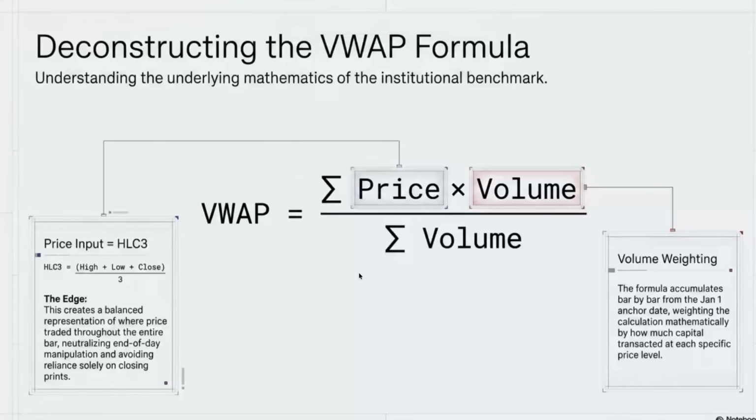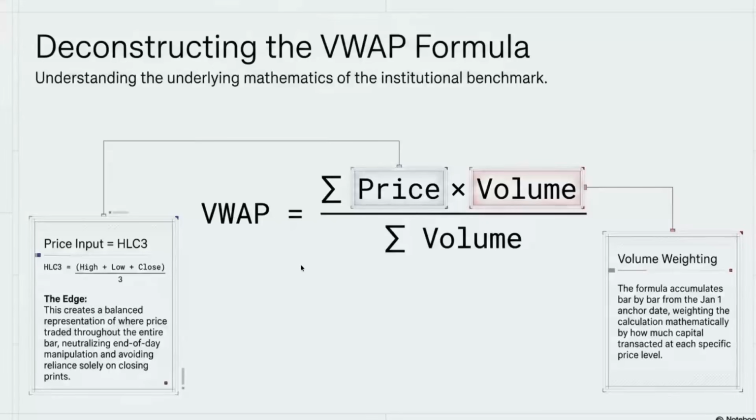Now, I want to take a couple of seconds to show you the math behind the anchored VWAP, because understanding why it works makes you a better trader. The formula is actually straightforward. VWAP equals the sum of the price times the volume, divided by the sum of the volume. So pretty much what Claude's Python script does is calculate this formula from the anchor date, the first trading day of the year, and accumulate it bar by bar all the way to today.